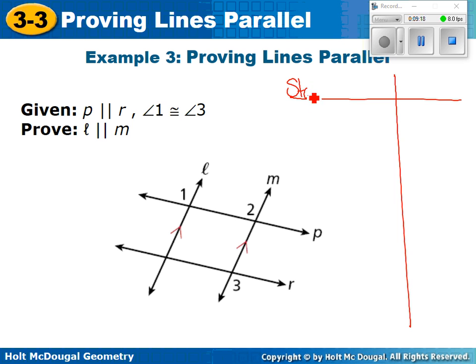So statements, I should have given you a statements and reasons box to the right. And the very first thing we always start with is the given. So I'm going to write just one part of my given first. P is parallel to R. Given.